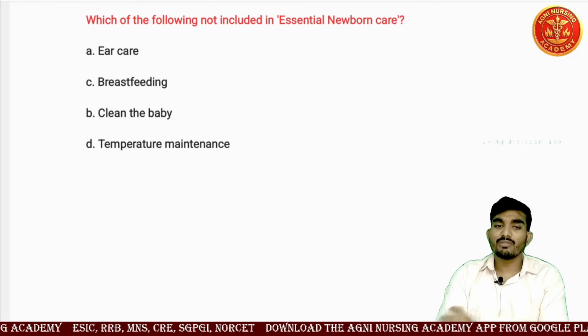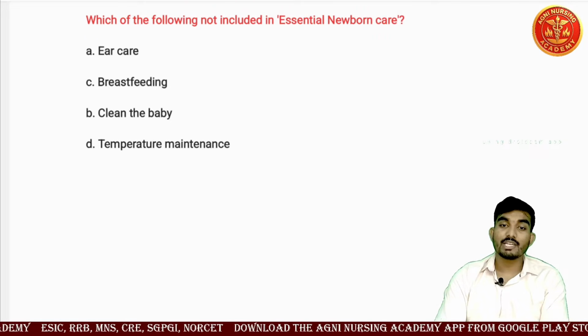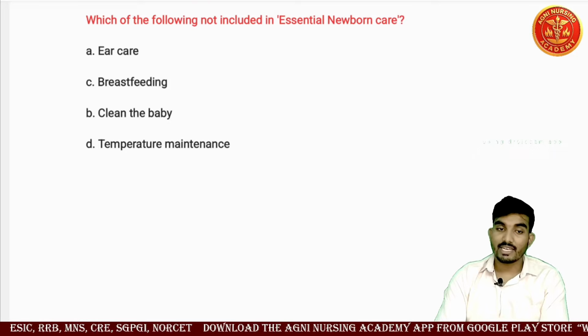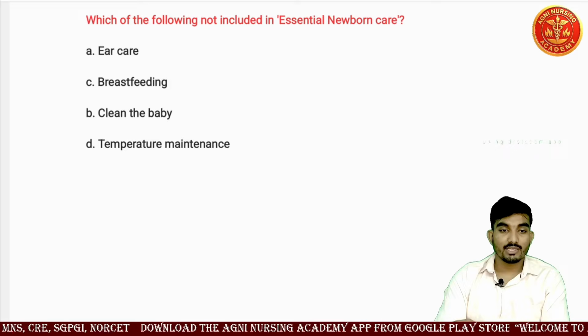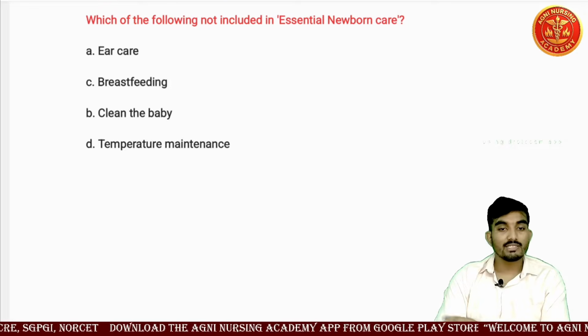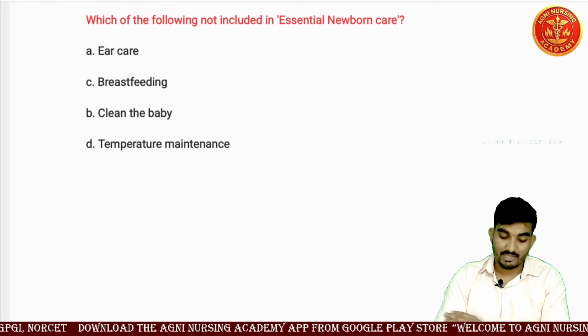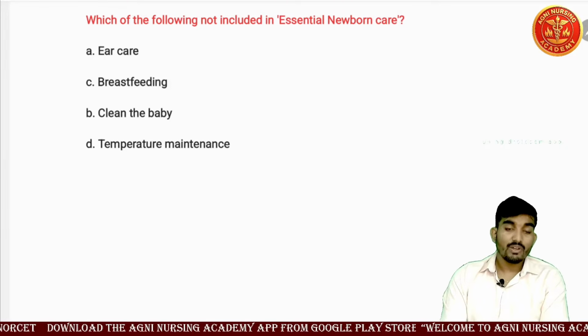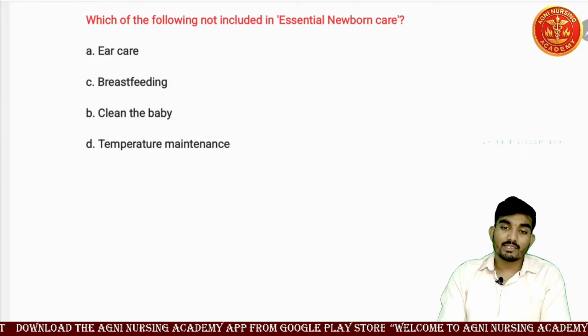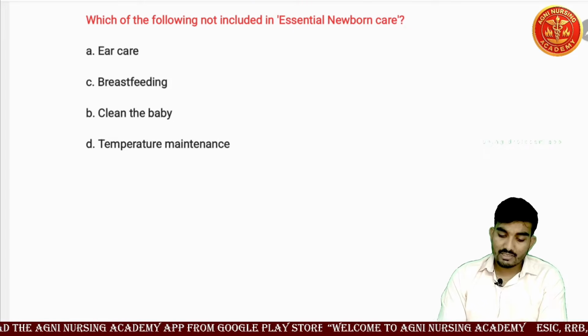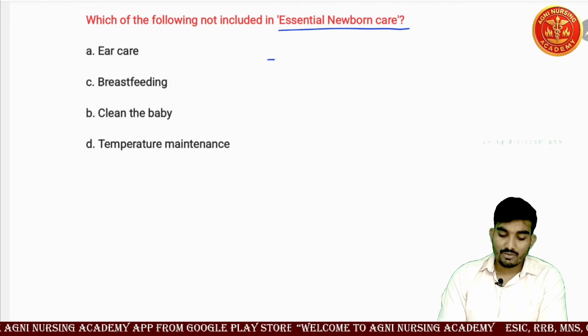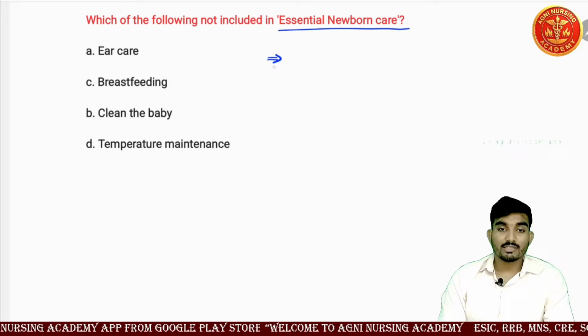Which of the following is not included in the essential newborn care? Option A, ear care. Option B, breastfeeding. Option C, clean the baby. And option D is temperature maintenance. Okay, we'll assess the options one by one. In the essential newborn care, what do we do first? We'll discuss step by step.